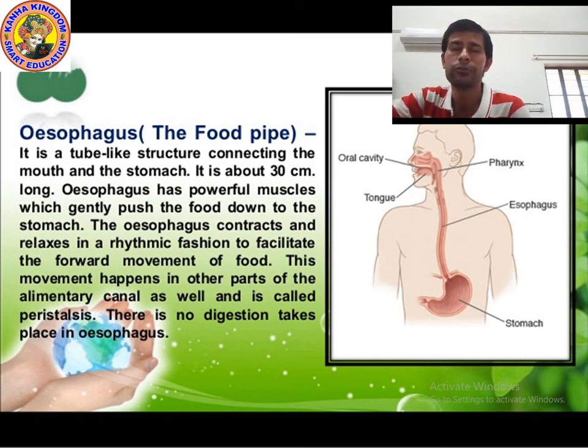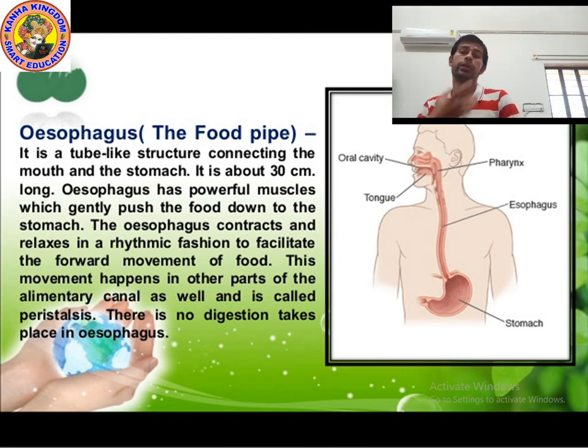Okay, and what is the length of esophagus? Its length is 30 centimeters. Maybe in a different class you will study a different length. Okay, it is about 30 centimeters long. The esophagus has powerful muscles which gently push down the food into the stomach.